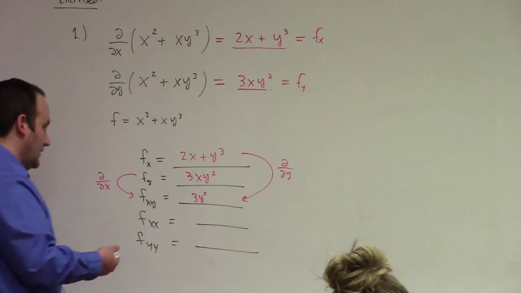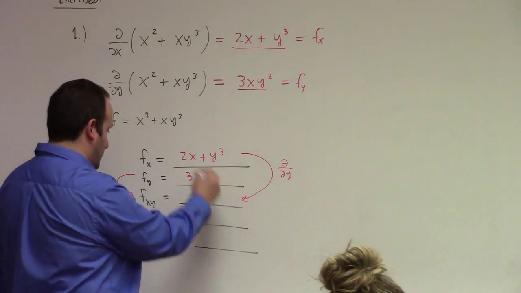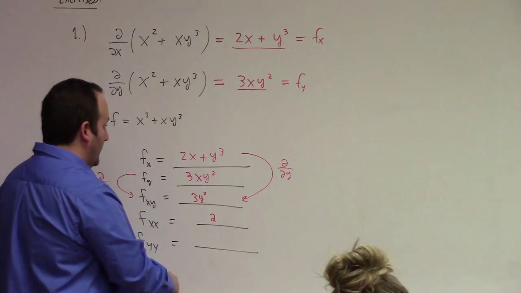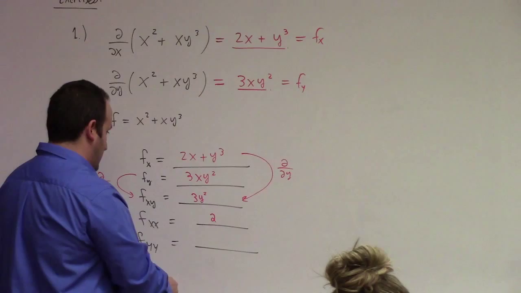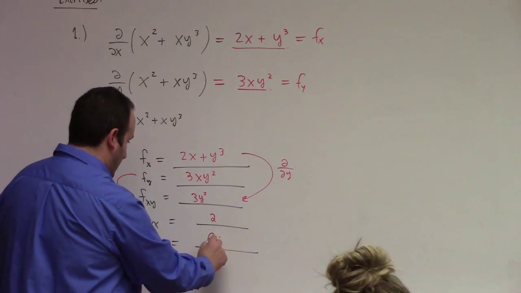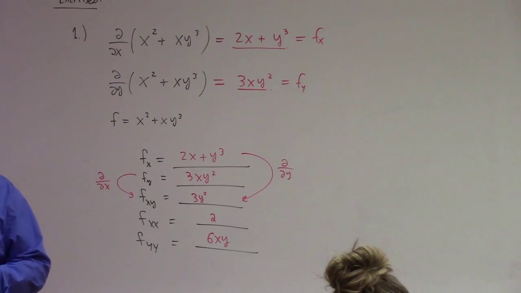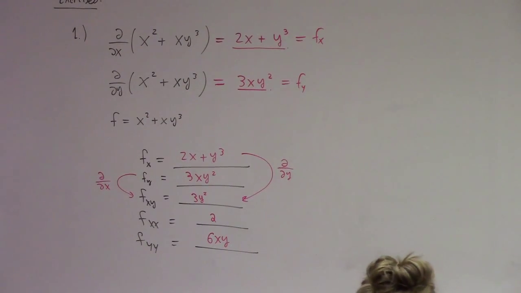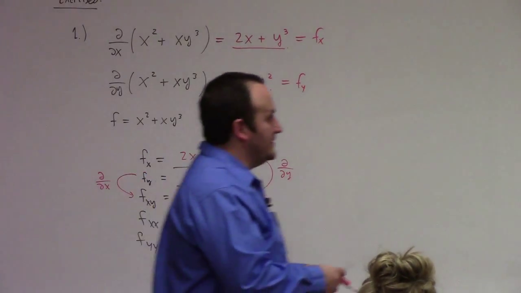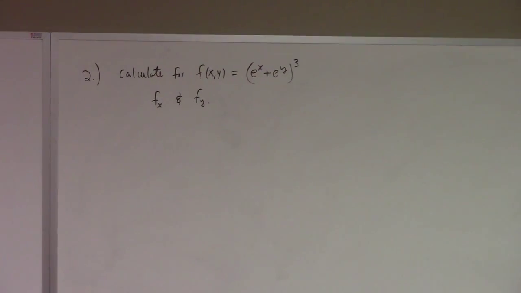So how about fxx? I get 2. Fyy? 6xy. So I hope once you have time to work on this, it should click pretty quickly. Like it's really not that bad, I think. I mean, I hope.